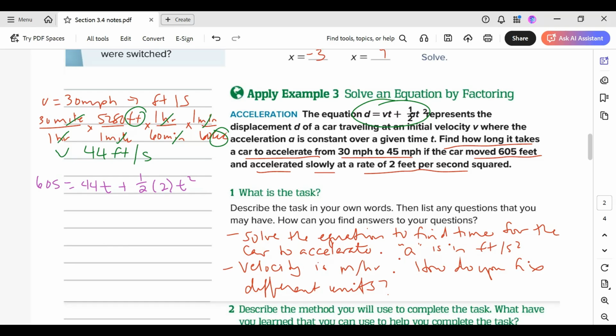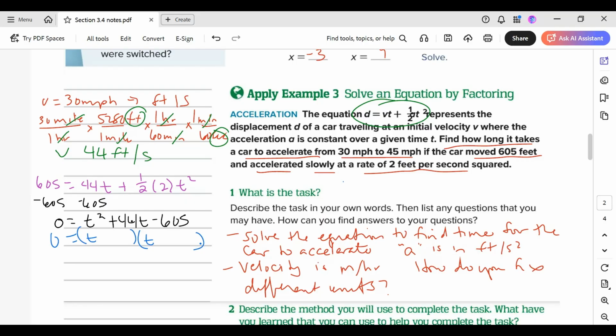When we get to this point, I need to subtract the 605 over. So I see 0 equals 1/2 of 2 is just plain 1. So we're at t squared plus 44t minus 605. So we need to figure out numbers that multiply to negative 605 and add up to 44. So obviously we're going to have a t in each piece.